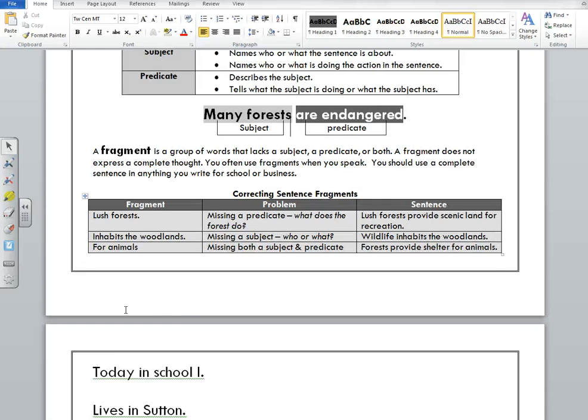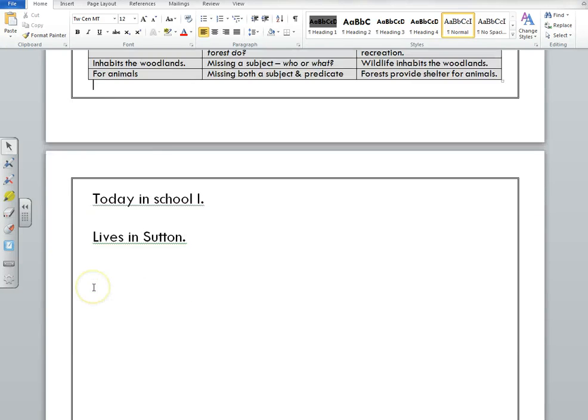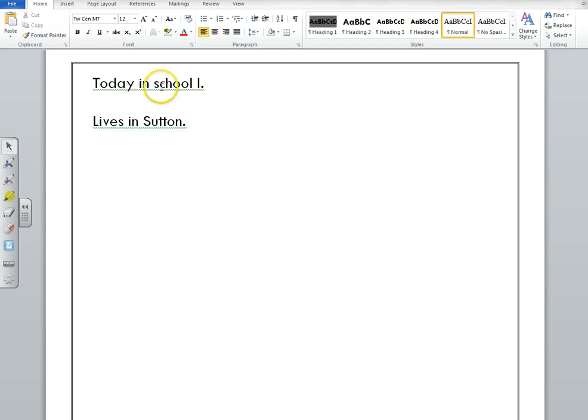For your assignment, I would like you to pick one of these two sentences. Today in school I. That's a fragment. Or lives in Sutton. Also a fragment. You can pick either one, just one. You're going to correct it by completing the sentence and then tell me what it was missing. Was it missing a subject? Was it missing a predicate? Or was it missing both?